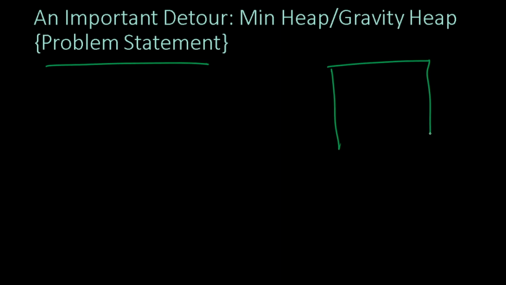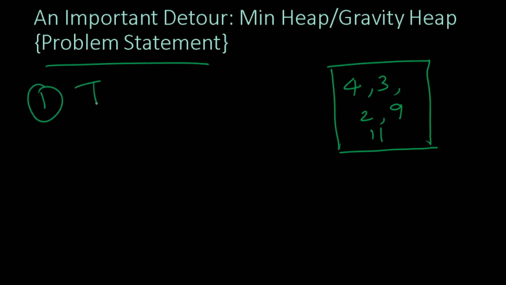You are given a data structure. What is a data structure? It is a structure in which you can hold data. So let us say in this data structure, you're holding the numbers 4, 3, 2, 9 and 11. This data structure should support two types of operations. The first operation is an insert operation. You should be able to insert any number into it. So let us say you want to insert 13, you should be able to do it.